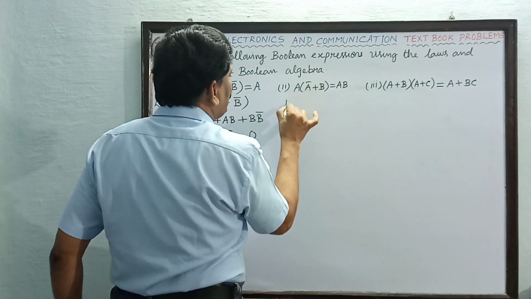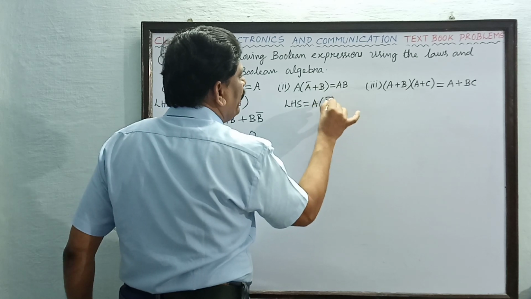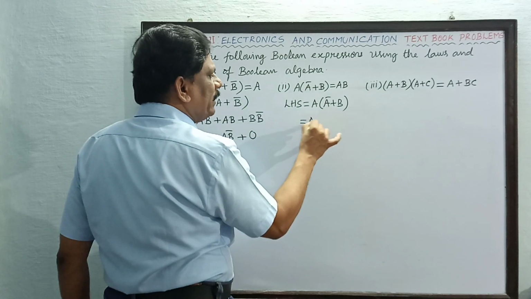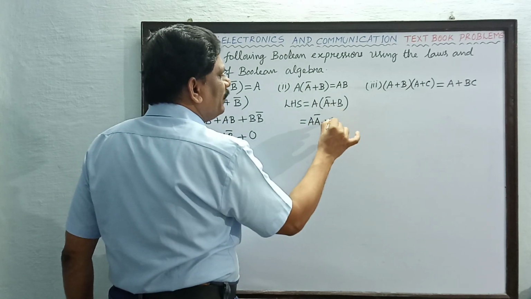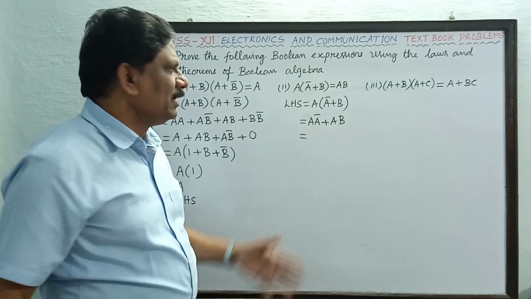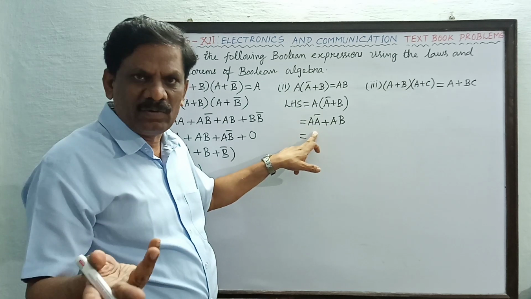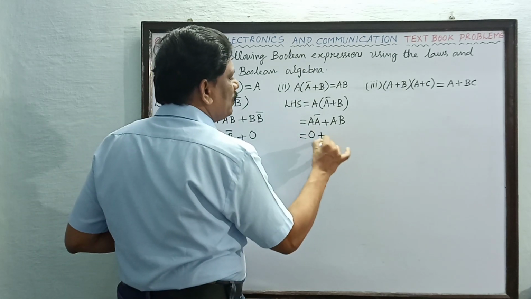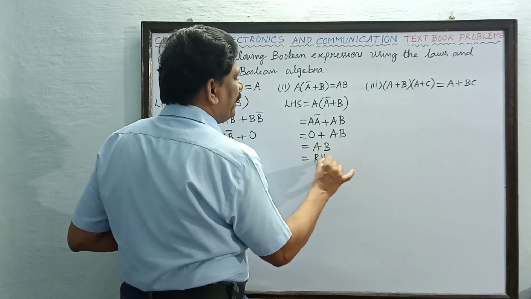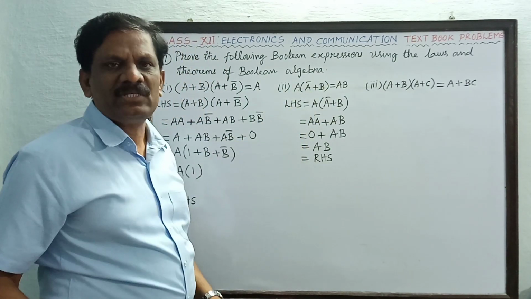So once again we start with the left hand side is equal to a into (a complement plus b). So this is equal to, first term is a into a complement, plus second term is what? A into b. By the theorem of Boolean algebra, a into a complement must be 0. If a is equal to 1, a complement is 0. So this product will be equal to 0. So 0 plus ab must be equal to what? Ab. So this is equal to the right hand side. It's very directly it can be done. So we have proved that the left hand side is equal to ab.